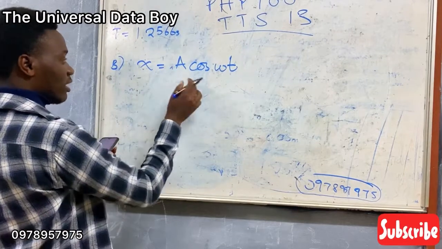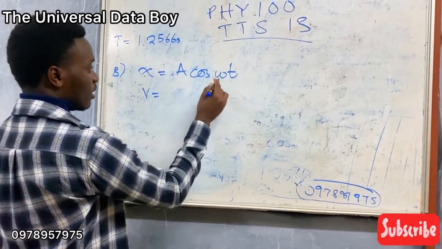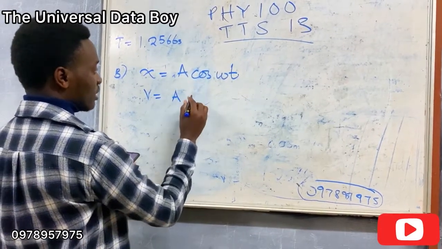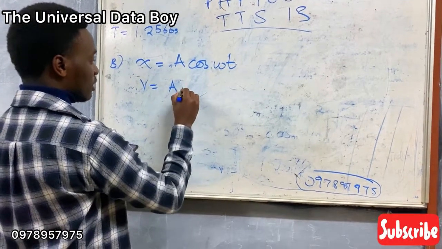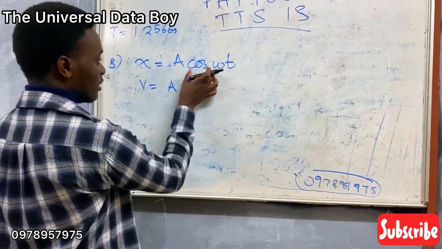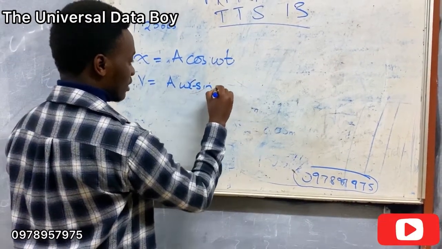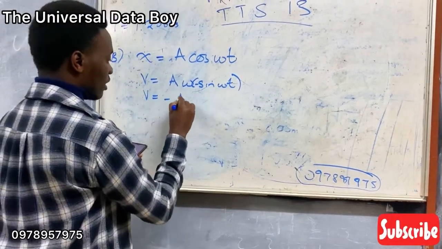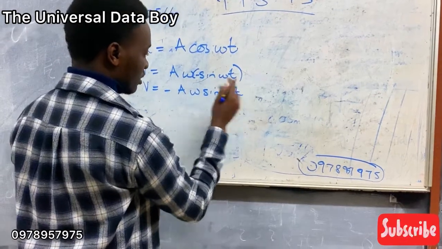Then when you find the velocity, we're going to find the derivative of this, which is v is equal to, since A is the constant, we're going to have the derivative of this, which will just be w. Then I've got the derivative of the inside function, which is negative sine wt. So we have our v being equal to negative A w sine wt.